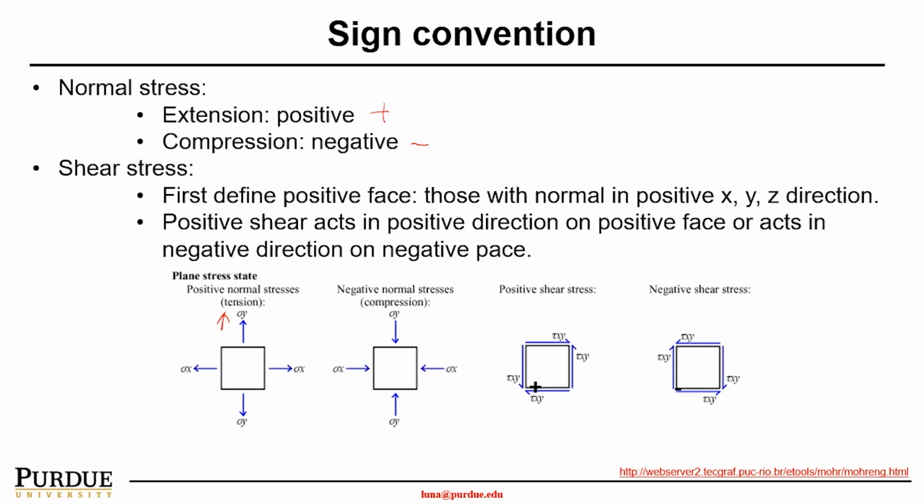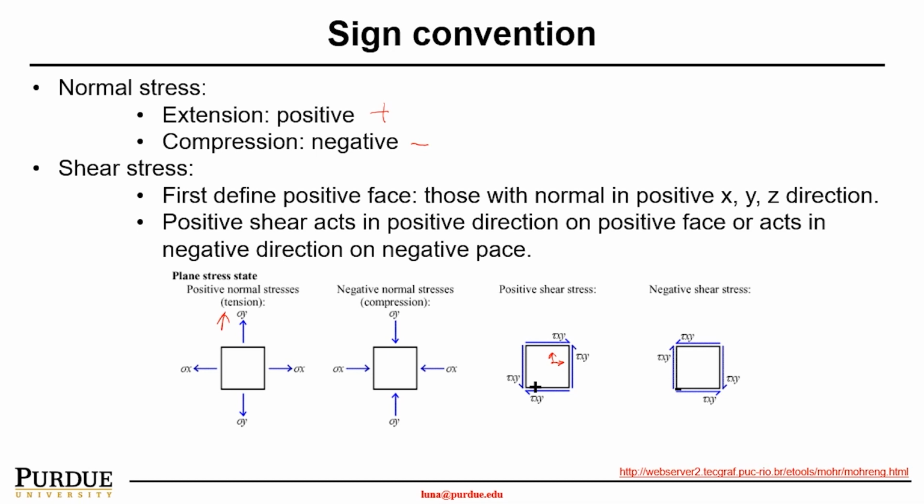For shear stress, first you have to define the positive face, those with normals in the positive X, Y, Z direction. For instance, in this case, I define the X direction here as the positive X direction, and the Y direction here is positive. So in this case, the shear stress tau XY in the X direction is positive, and in the Y positive direction is positive.